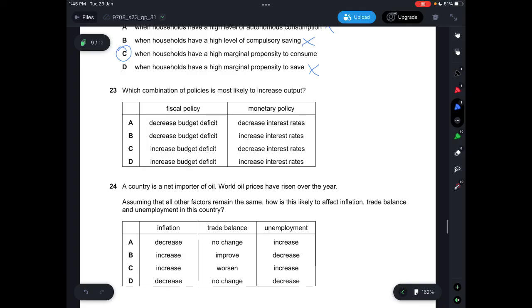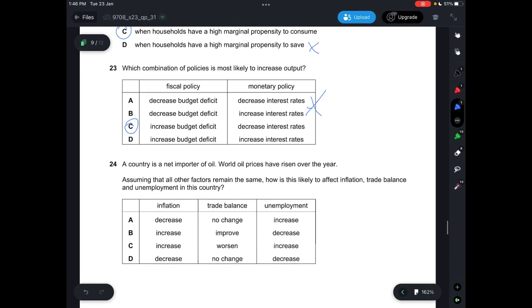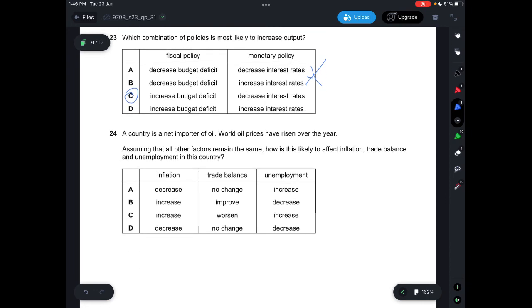Question 23, which combination of policies is most likely to increase output? Most likely to increase output, you will have to increase your budget deficit, which means increase expenditure. So A, B is incorrect. Okay, so then monetary policy means to decrease your interest rates, so answer is C. Why is it decrease interest rates? Because people will end up borrowing more to purchase more facilities to produce more of the same amount of goods. Right?